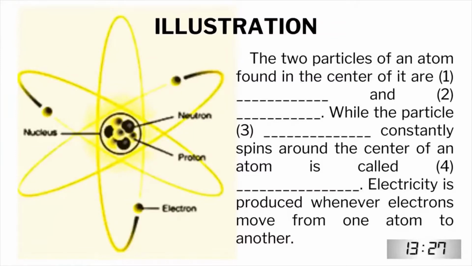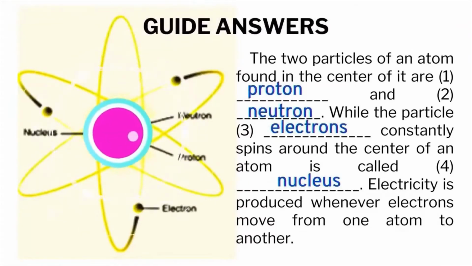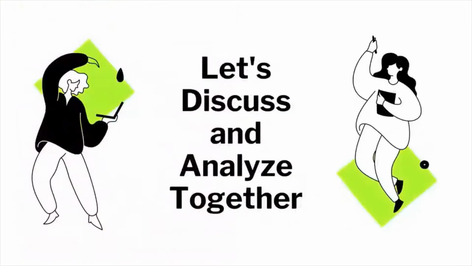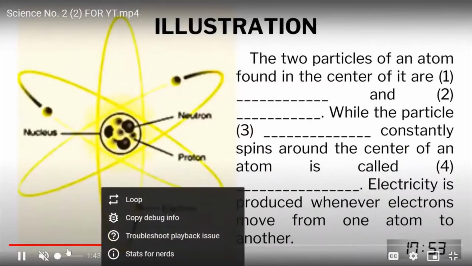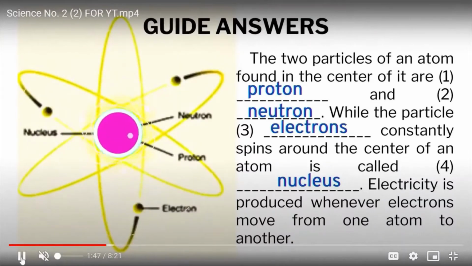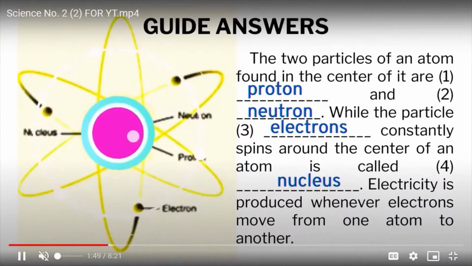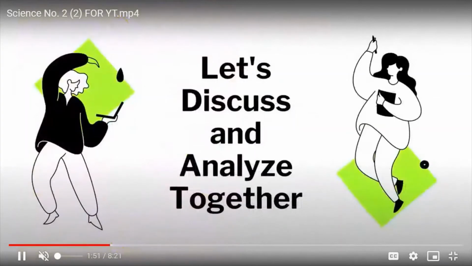Electricity is produced whenever electrons move from one atom to another. Now, I'll be giving you a few seconds to answer. And now, we have our answer. The two particles of an atom found in the center of it are proton and neutron.